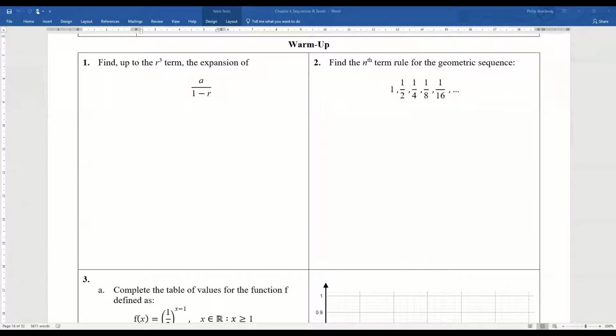So question 1, we have a rational expression here, a over 1 subtract r, and you're asked to find an expansion up to the r cubed term. Well, what we can do is rewrite this as an exponent. So this is equal to a multiplied by 1 subtract r, raised to the power -1, an equivalent statement. And we can now use the binomial expansion on this part of the expression.